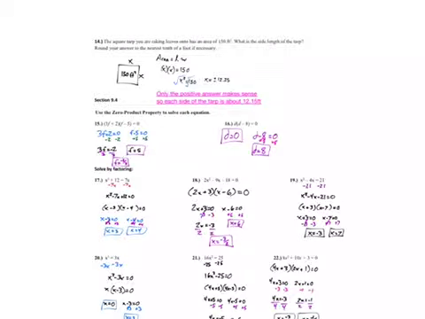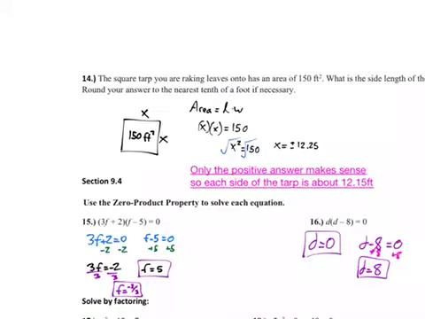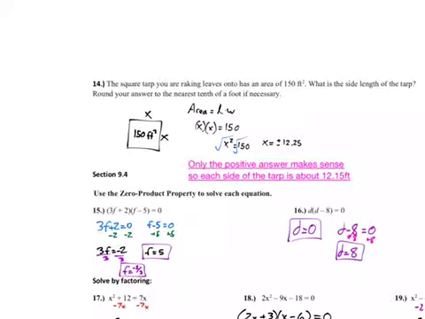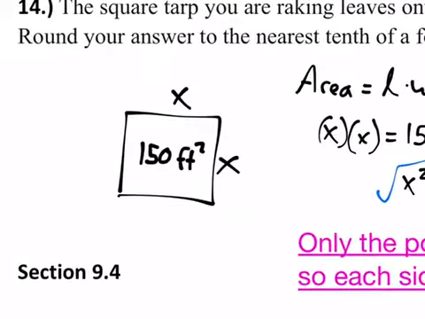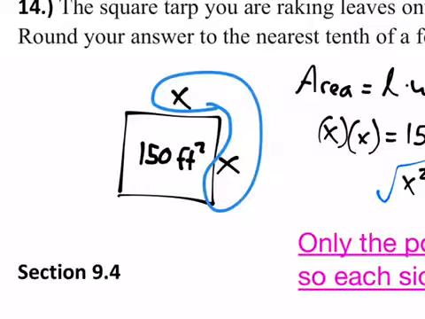Right, so this will be part 2 to cover the last page on the Chapter 9 review. It says the square tarp you are raking leaves onto has an area of 150 feet squared. What is the side length of the tarp? So think about this. If it's a square, it's 150 feet squared for the area. Squares have the exact same length and width.